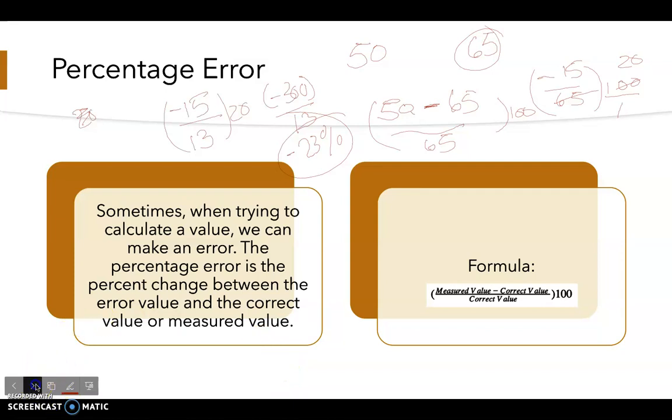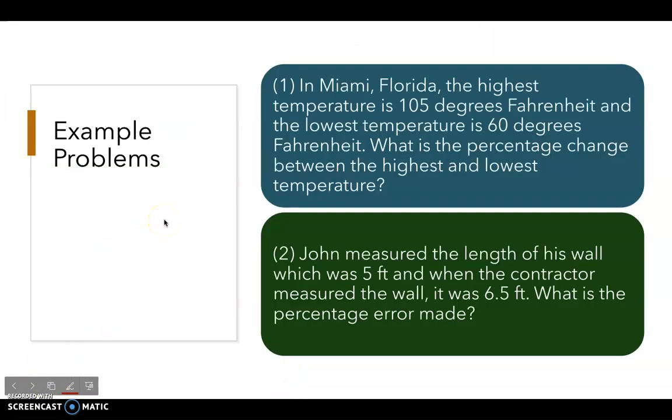Okay? Alright, let's take a look at some example problems now. It says in Miami, Florida, the highest temperature is 105 degrees Fahrenheit, the lowest temperature is 60 degrees Fahrenheit. What is the percentage change between the highest and lowest temperature? So my new value is going to be 60 degrees. My original value is going to be 105.